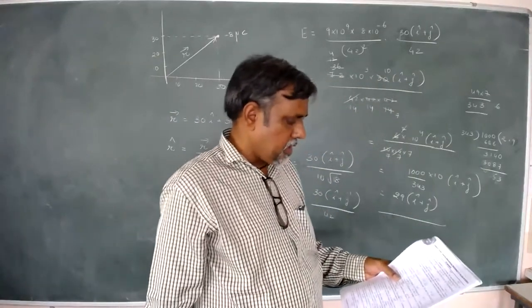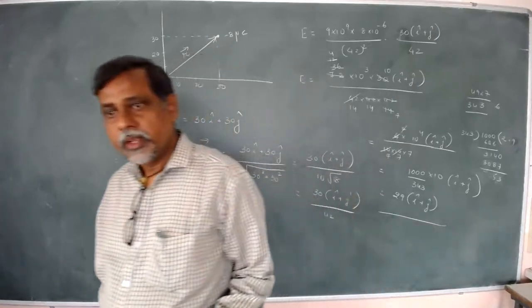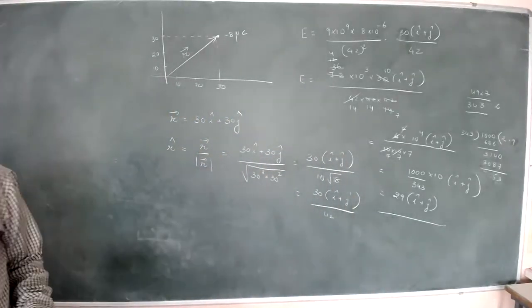So this is 400, 200. So it is not possible in the calculation. Understood?